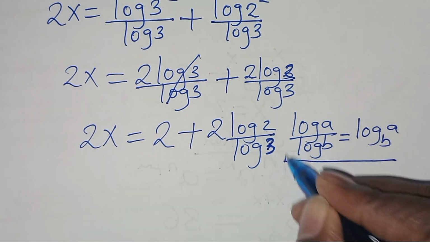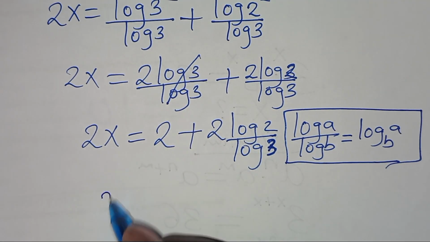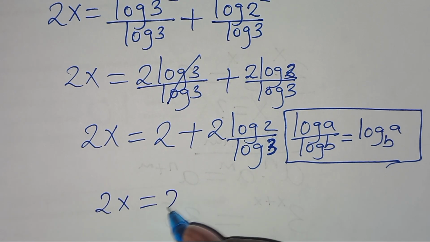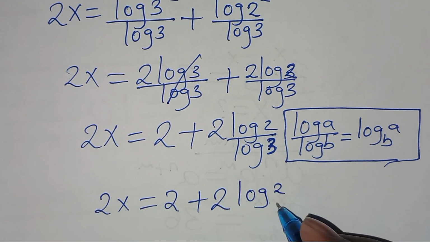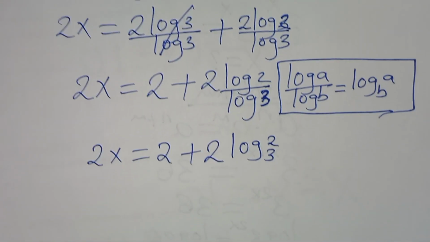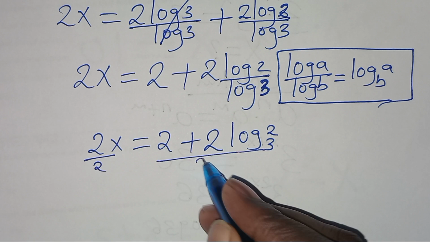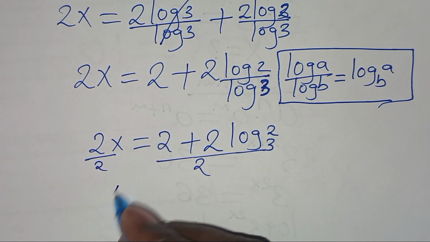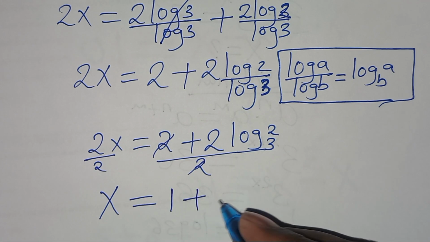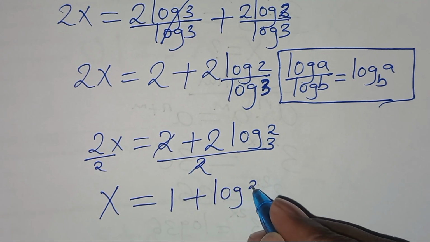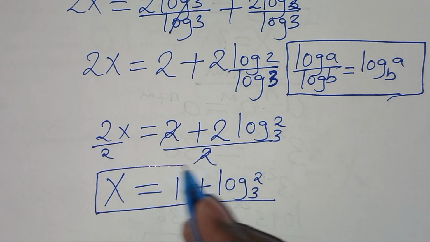Now applying this logarithm property, then here we have 2x. This is equal to 2 plus 2 log 2 to base 3. The next step here is to divide both sides by 2. So that now here, the value of x is equal to 1 plus log 2 to base 3. This is the value of x.